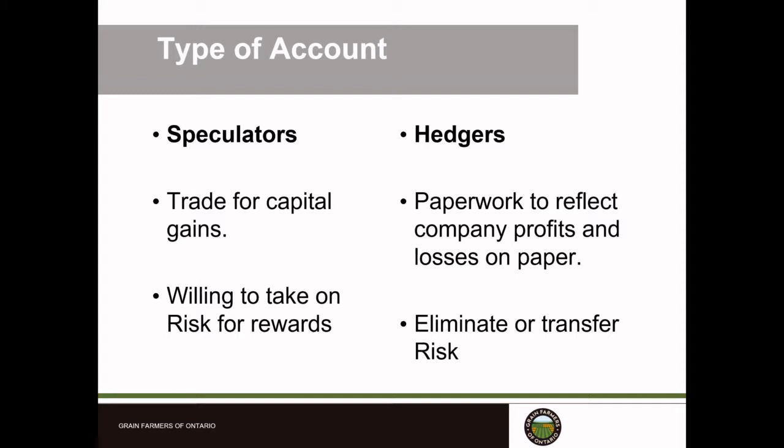Hedgers, on the other hand, their paperwork needs to reflect their company's profits and losses. So what may appear to look like a large loss on paper for a hedging account is really not. What they've really done is, let's say they shorted the contract and it dropped, they've made money, but at the same time, they've lost on their physical product. So what they've made on the futures contract will simply offset what they've lost on their physical. Or if they lose on the paper contract, it'll simply offset the gains that they made from the physical.